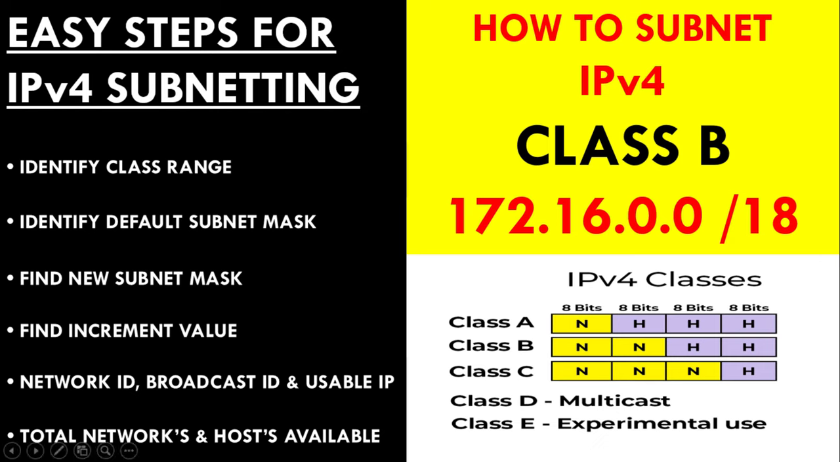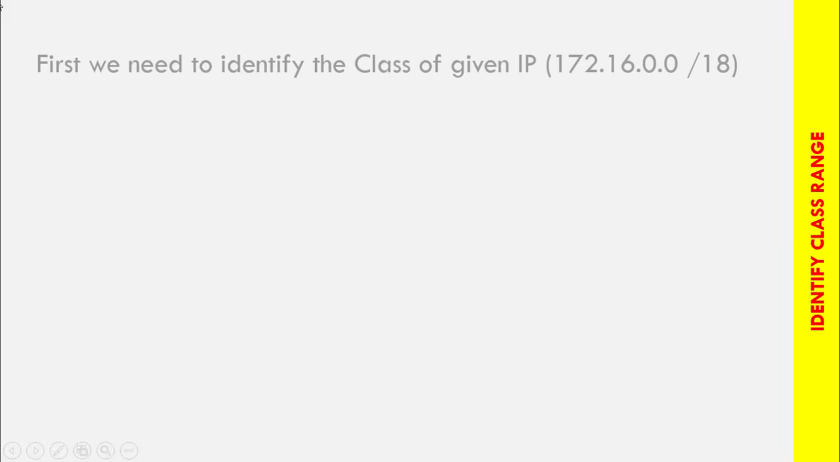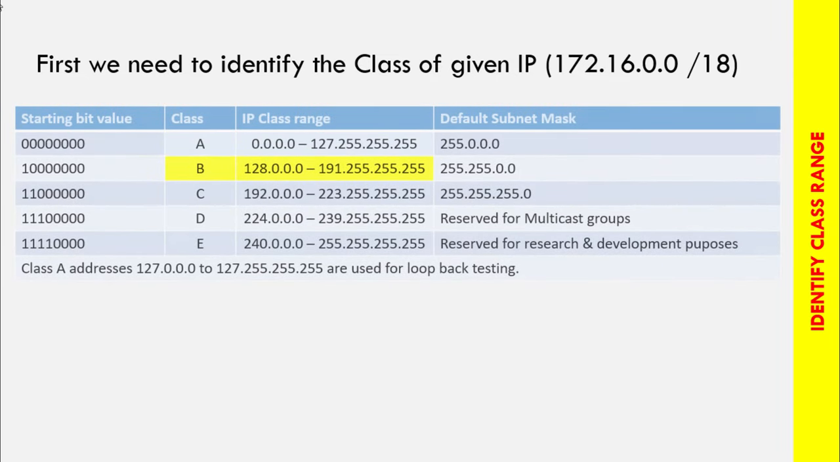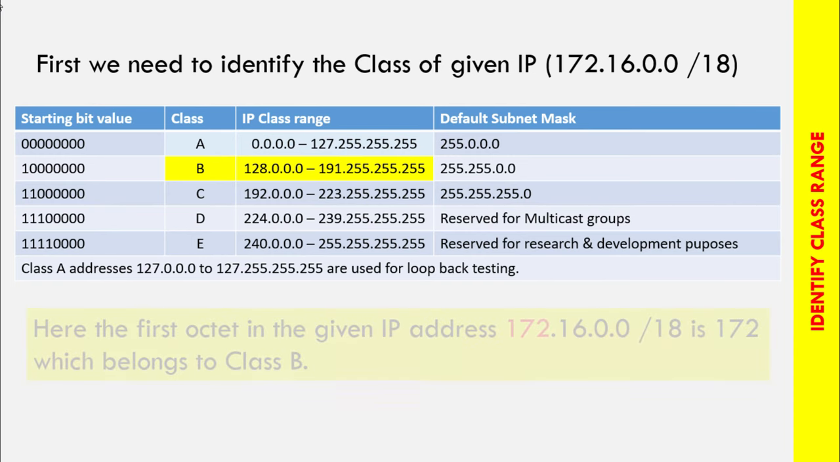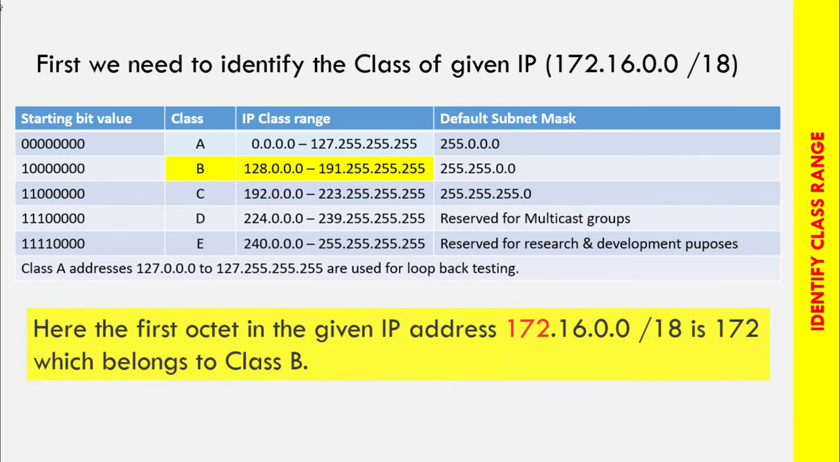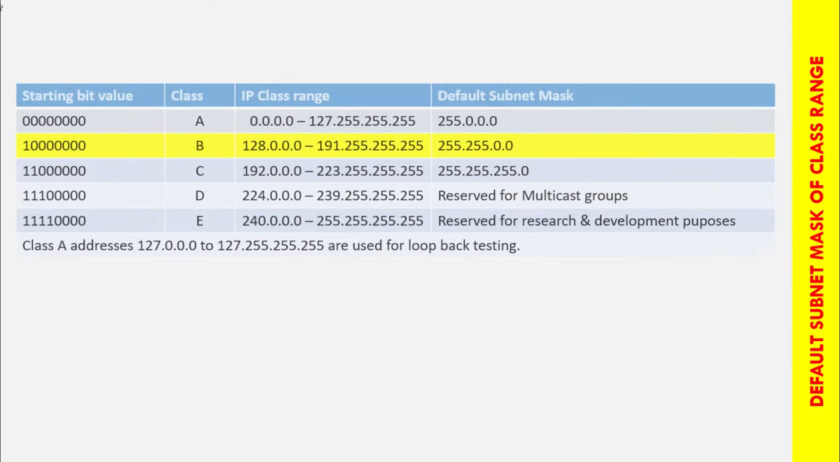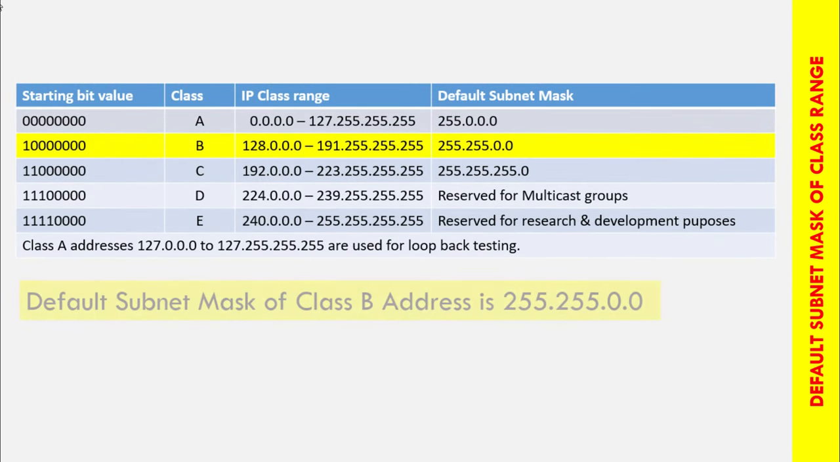In this video, I am going to show you class B calculation for the IP 172.16.0.0/18. First, we need to identify the class of the given IP. Here the first octet is 172, which is in the class B range. As shown in the table, the default subnet mask of the class B address is 255.255.0.0.